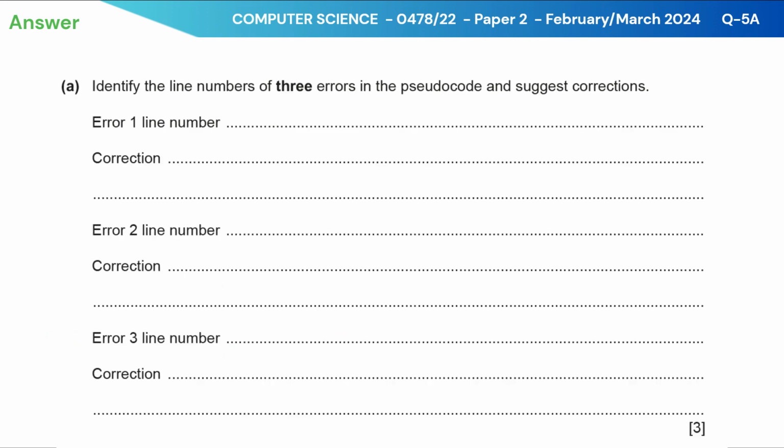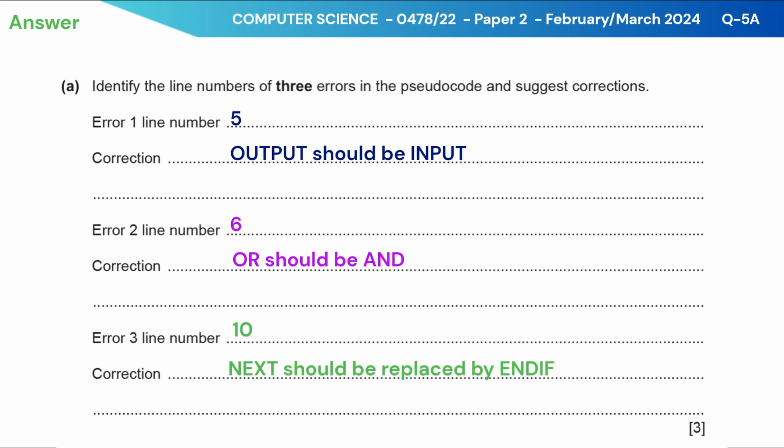So our answer would be: error 1, line number is 5. Output should be the input statement. Error 2, line number is 6. OR logical operator should be AND logical operator. And error 3, line number is 10. NEXT should be replaced by END IF statement.